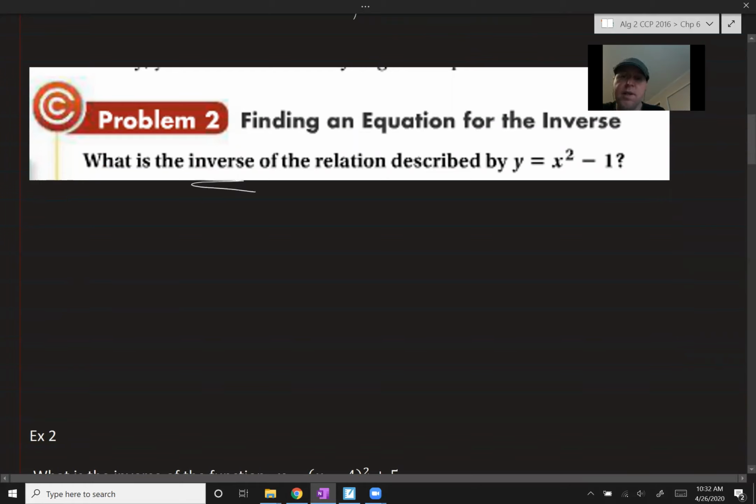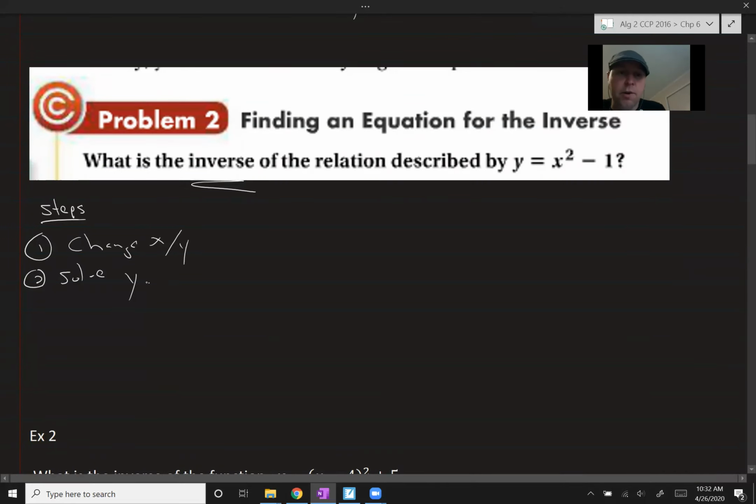So here's the inverse. All right, so our textbook, being a high school book, it's going to use 2 steps. Step number 1 is to switch or change x and y. That's it. Step number 2 is to solve or isolate y.